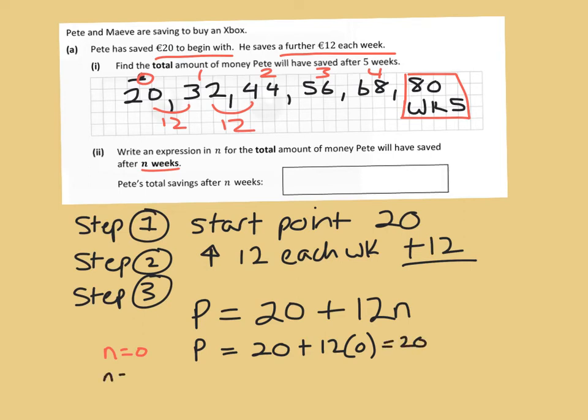Again, if I put N equals to 1, so how much after a week? We already know it's 32, but let's check it. P is equal to 20 plus 12 by 1 equals 32. And just don't forget to put here, P is equal to the total amount of money.